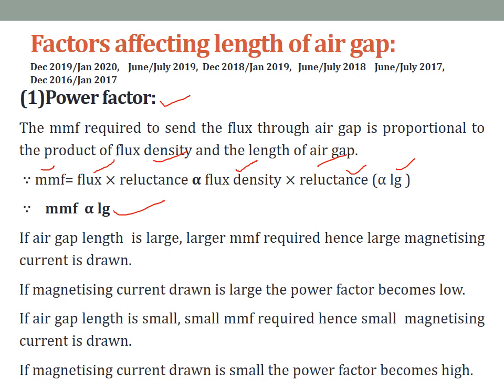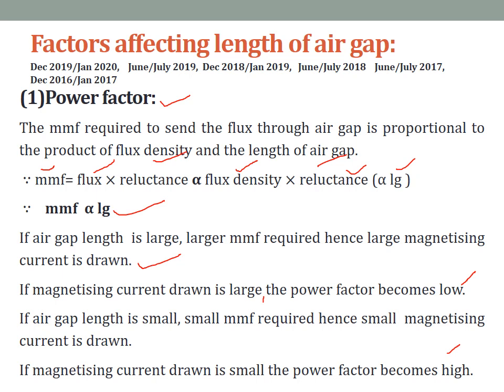If air gap length is large, more magnetomotive force is required, hence larger magnetizing current is drawn. If the magnetizing current drawn is large, the power factor becomes low. If the air gap length is small, a small MMF is required, hence small magnetizing current is drawn. If the magnetizing current drawn is small, the power factor will become high.